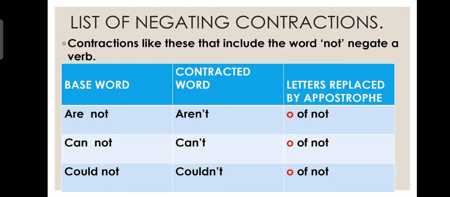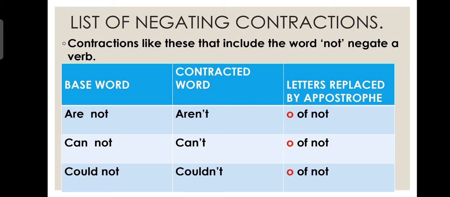So the negative ones are quite easy, because in most of them we are just replacing the letter O from not. If you just observe, you will come to know that in most of the negative contractions, from the word not, we are removing the letter O and replacing it with the apostrophe. So are not becomes aren't. R remains as it is. From the word not, we have removed the letter O and that is replaced by the apostrophe.